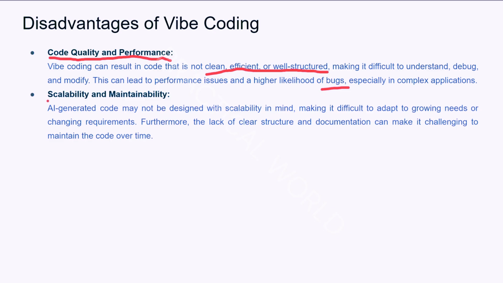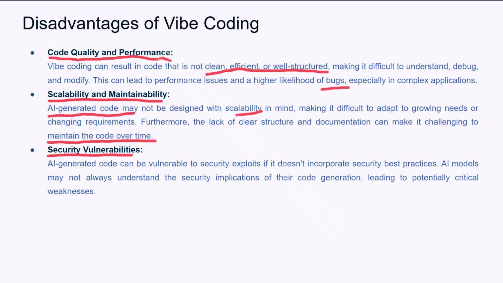Then scalability and maintainability. AI generated code may not be designed with scalability in mind, making it difficult to adapt to growing needs or environment. So that is the biggest disadvantage, that code generated by AI tools is not scalable and maintainable. So that's why I said, if you are a developer, if you have some knowledge, if you are a college student doing technical study and you are doing an internship, then you should do vibe coding. Otherwise, it is not much beneficial for you.